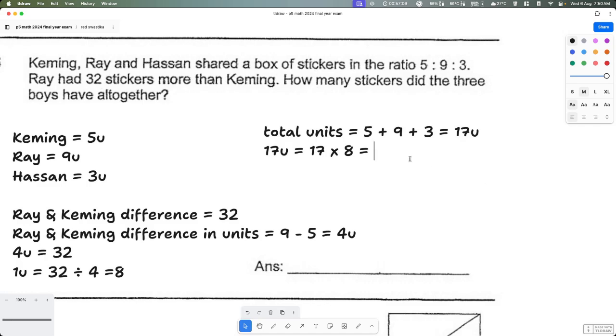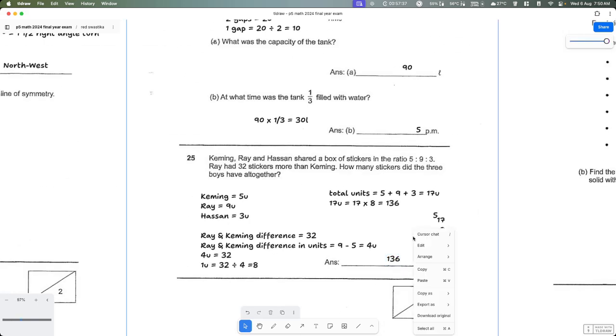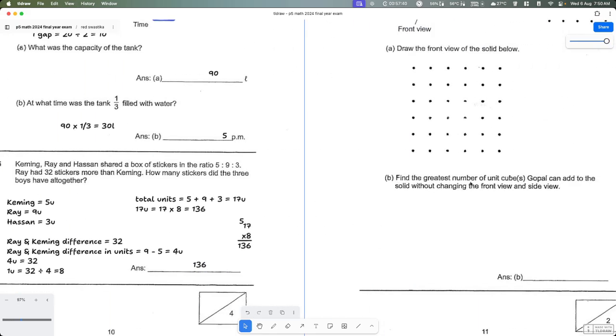7 times 8 is 56, 136. Let's double confirm with the working. 7 times 8 is 56. Put 6, and then put 5 on top. Nope, 5 on top. 1 times 8 is 8. 5 plus 8 is 13. 136. So the answer to this is 136. There you go. Whoops, 136. Pretty cool.